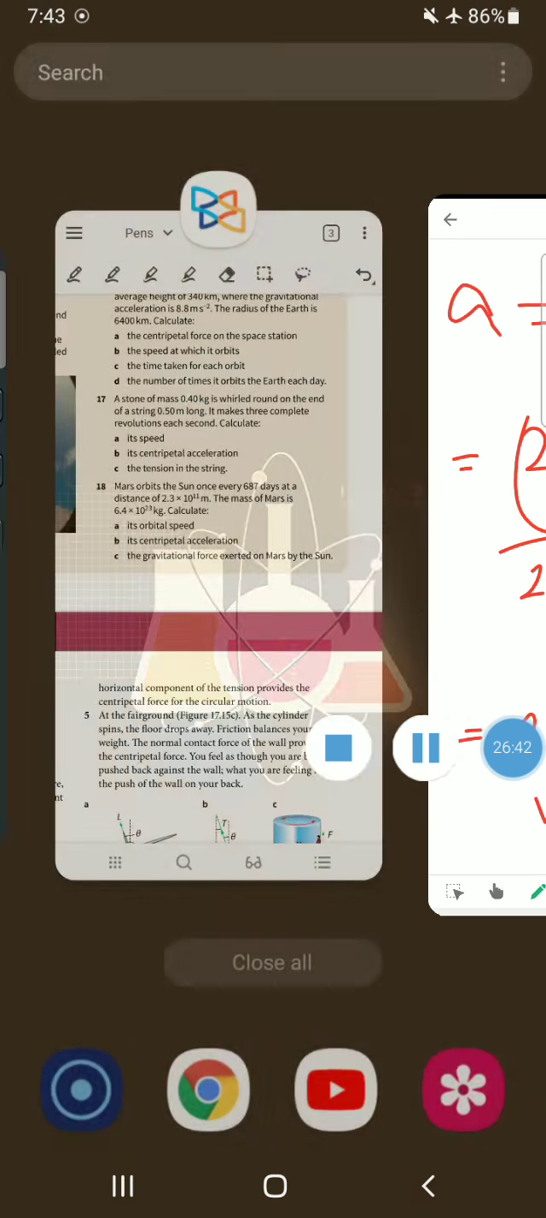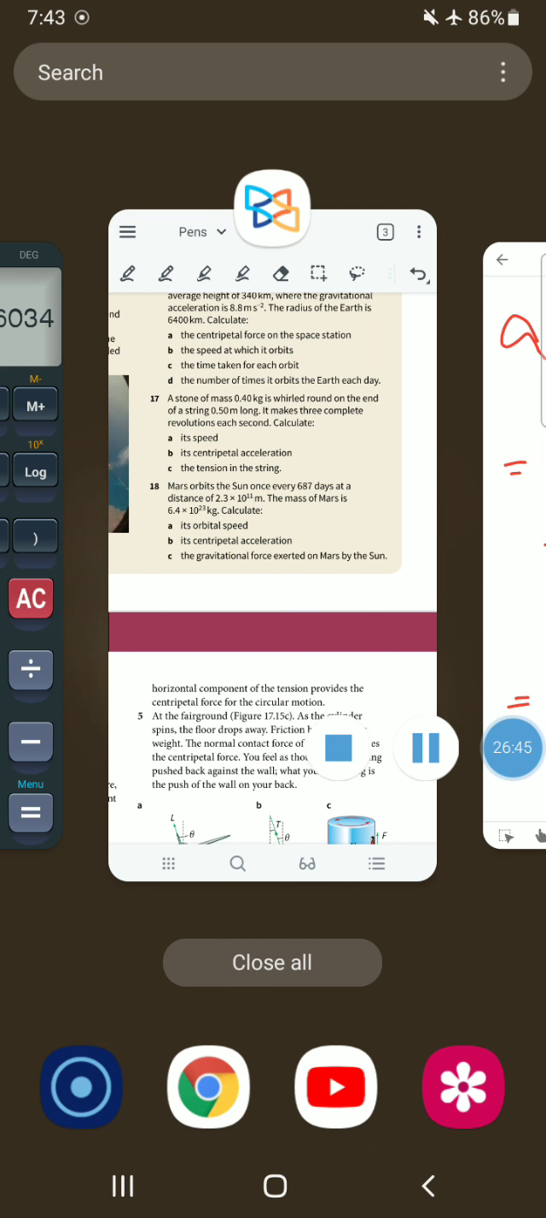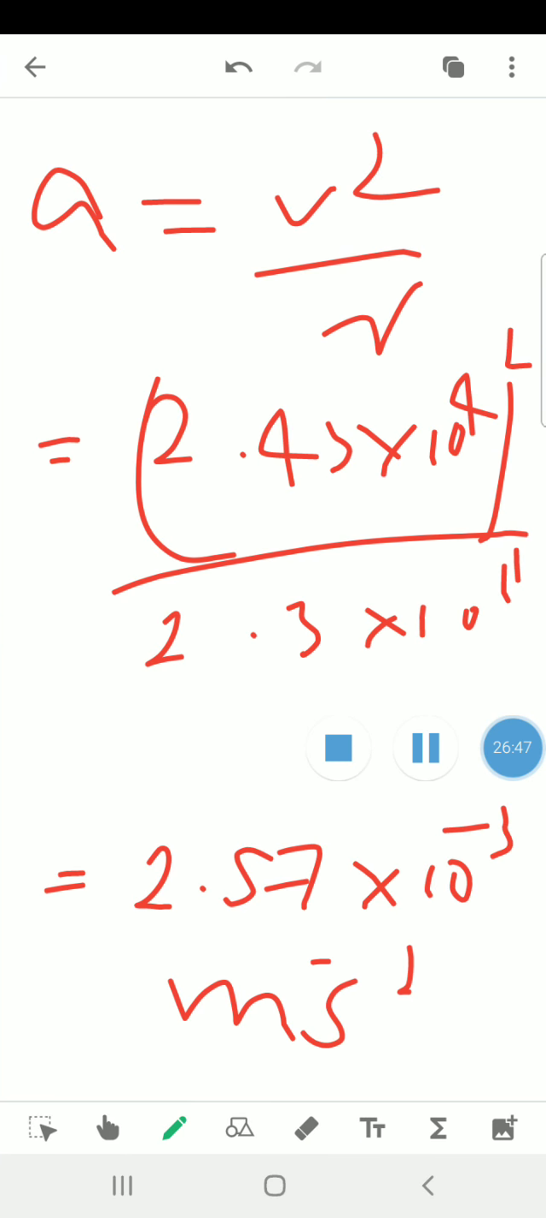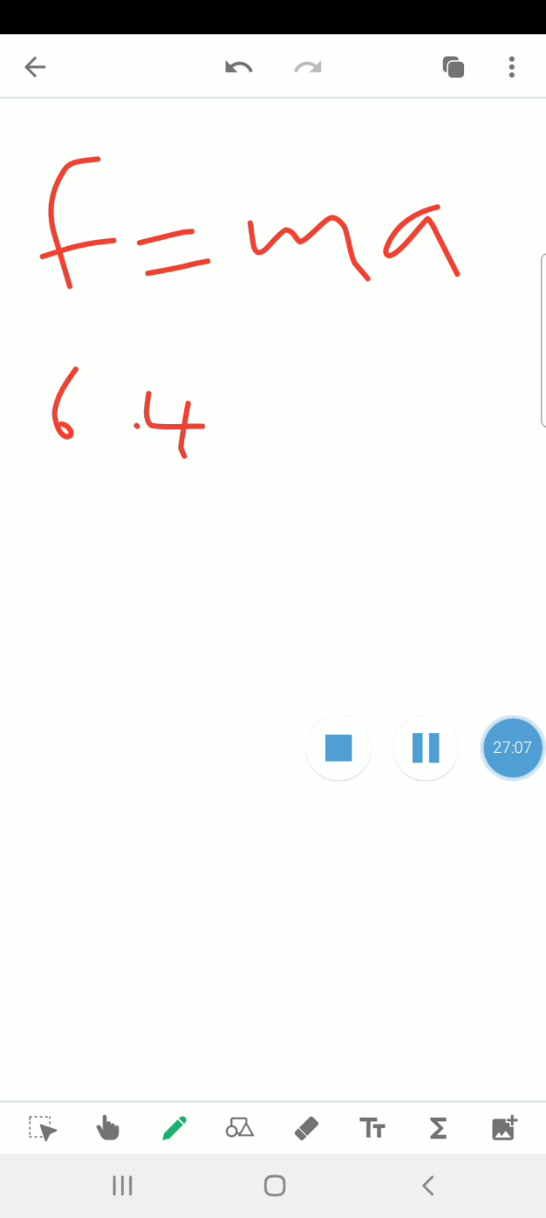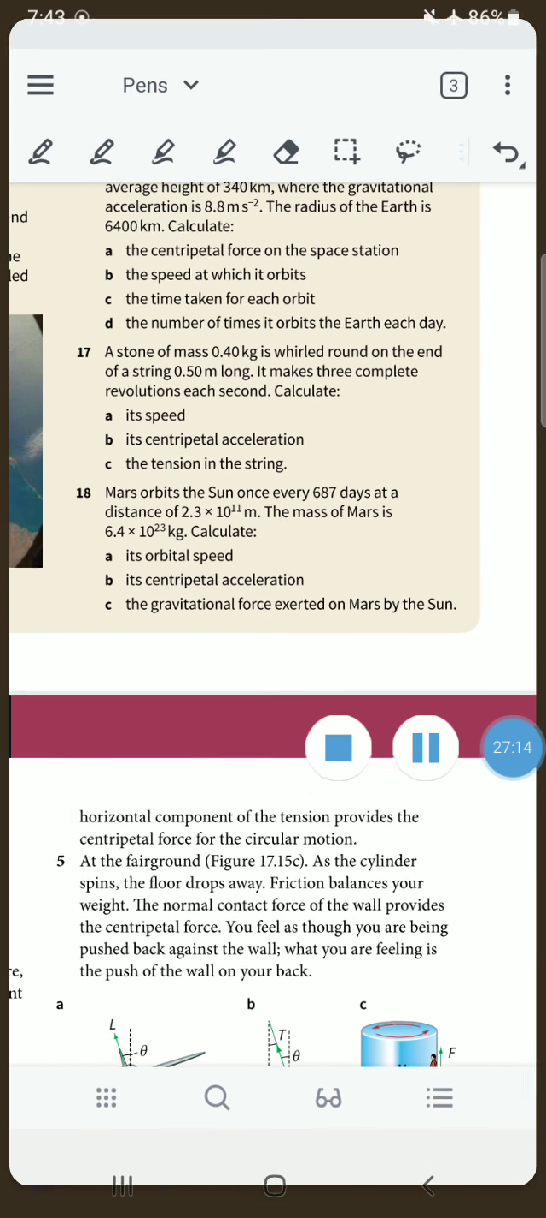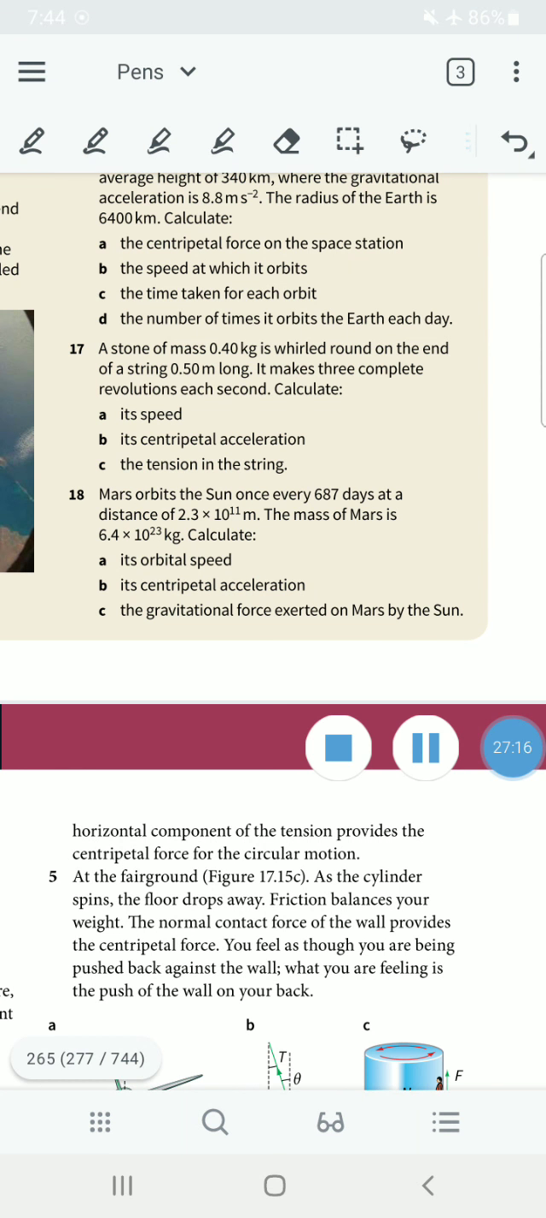So now they are asking for the gravitational force exerted on Mars by the Sun. So let's try to find that. Now what is the equation? F equals ma. Now what is the mass of Mars? 6.4 into 10 to the power 23, they have given it here.